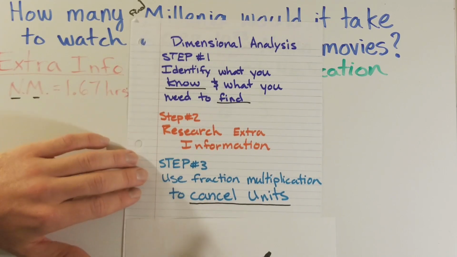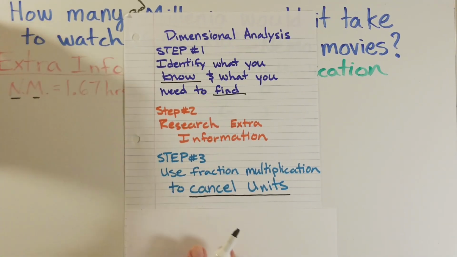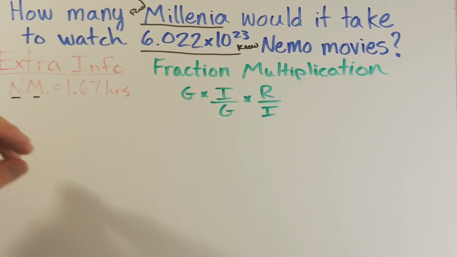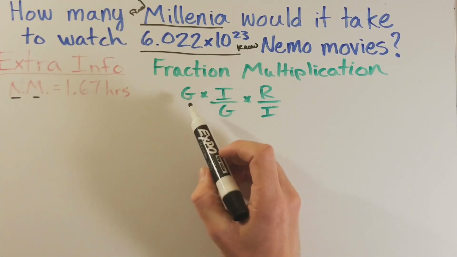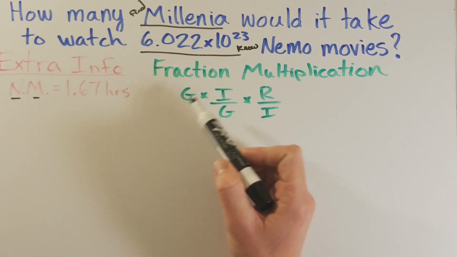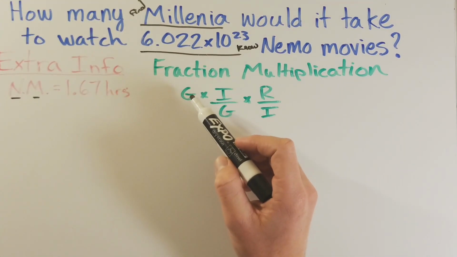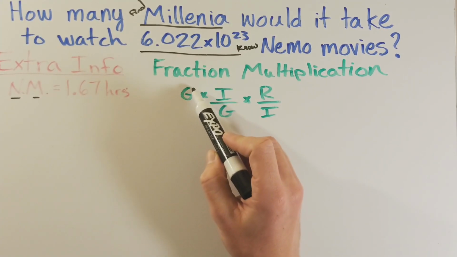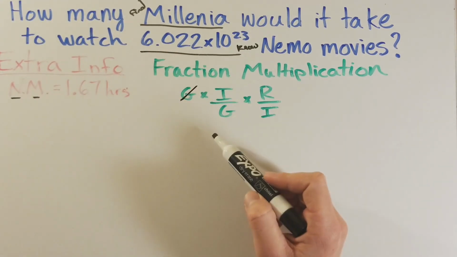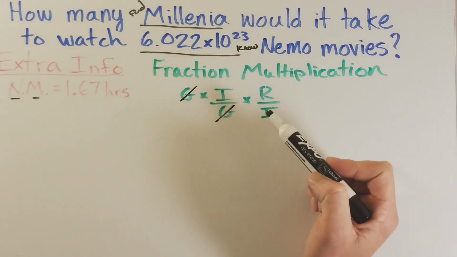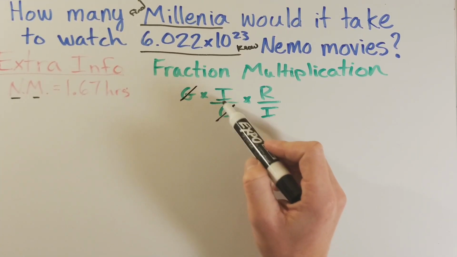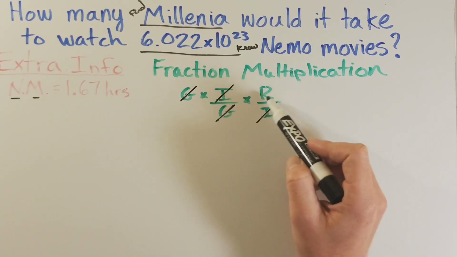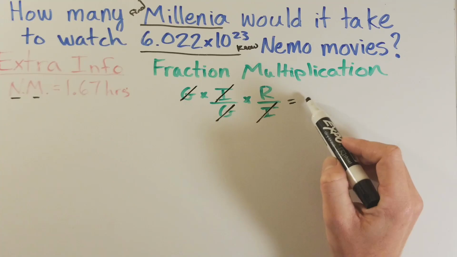Step three, we're going to use fraction multiplication to cancel out units until we arrive at our solution. So just a quick refresher on fraction multiplication. I usually like to start with our given or known information first, and we can multiply across. So our given in the numerator will cancel out with the given in the denominator, and this intermediate right here will cancel out with the intermediate, and we can find a result through fraction multiplication.